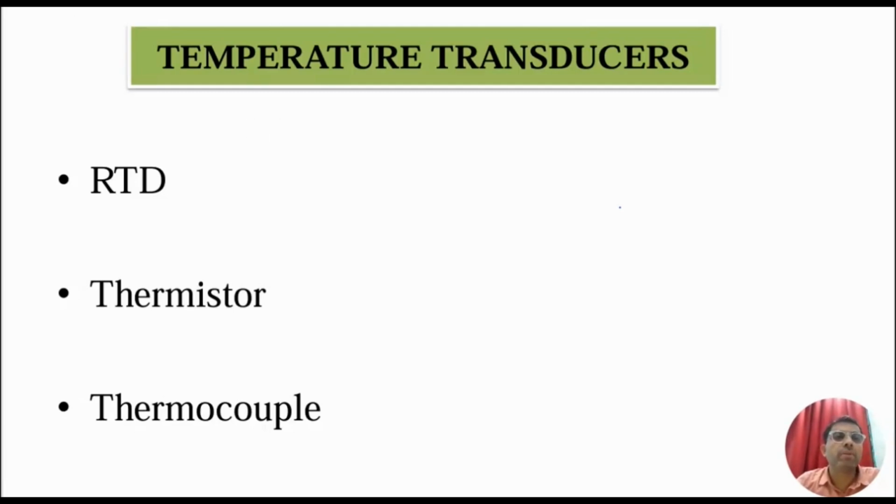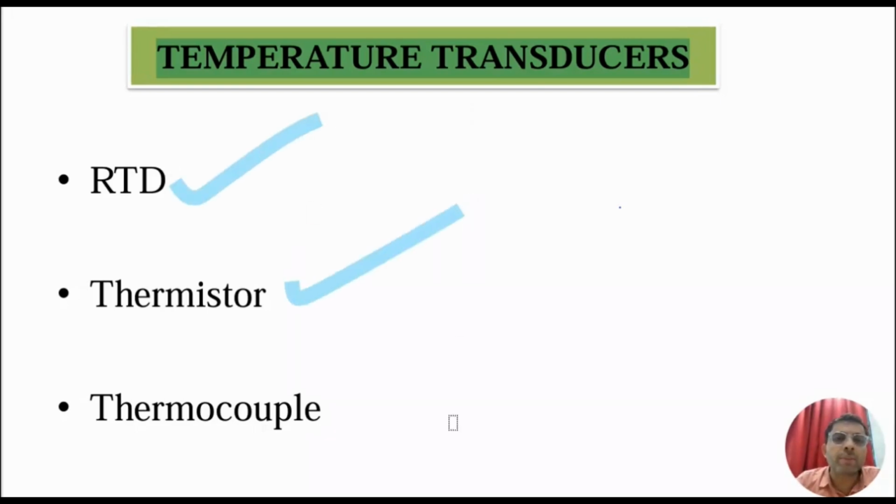So today we will see the topic that is temperature transducer, right? So what is a temperature transducer? A temperature transducer is a transducer which is used for temperature measurement, right? So there are three types of temperature transducer: first is RTD, thermistor and thermocouple. Okay, we will see one by one, but in this particular video we are going to see only the RTD.